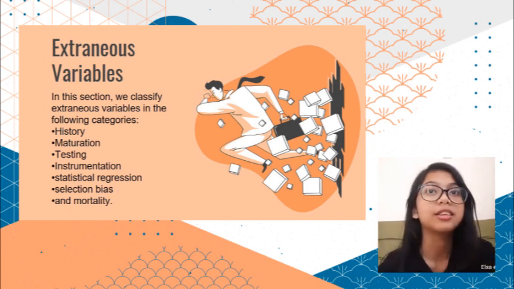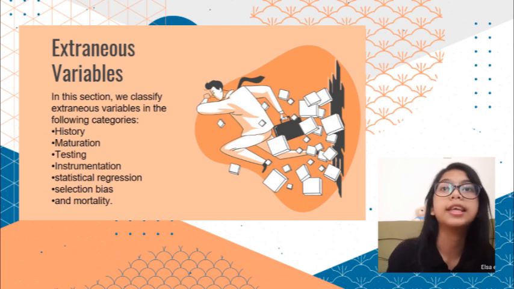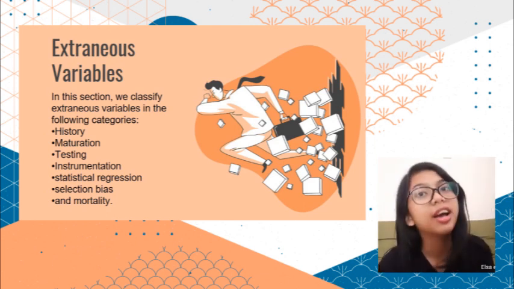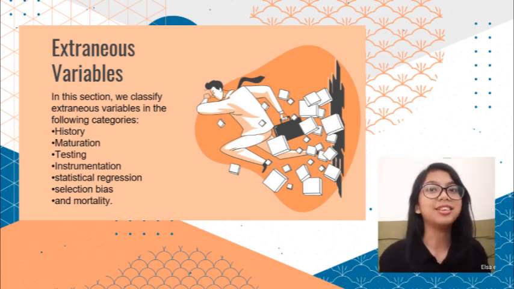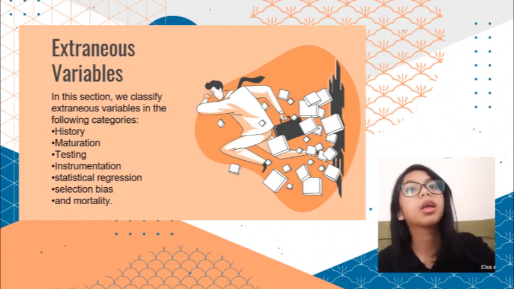Extraneous variables. In this section, we classify extraneous variables in the following categories. There are history, maturation, testing, instrumentation, statistical regression, selection bias, and mortality.